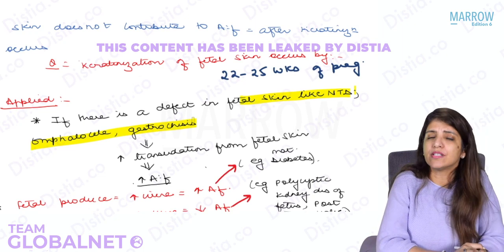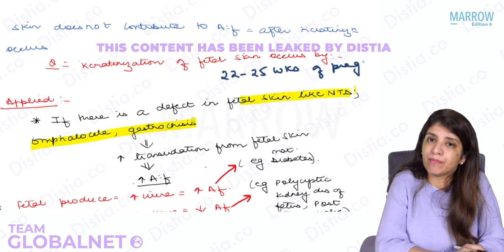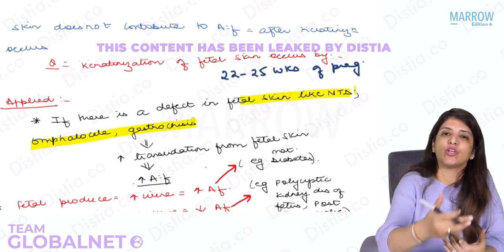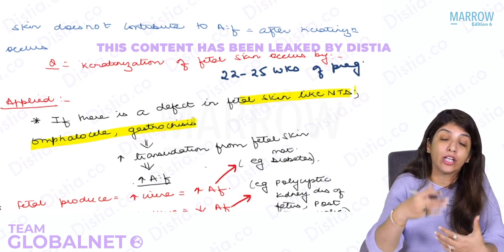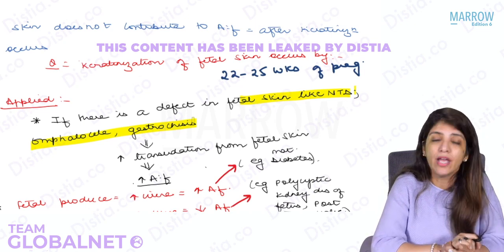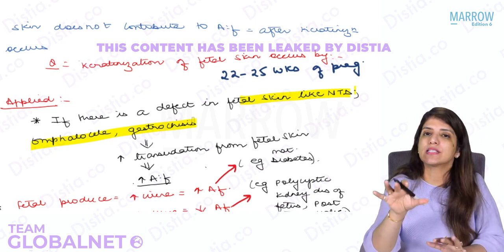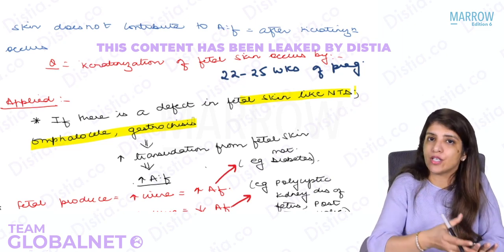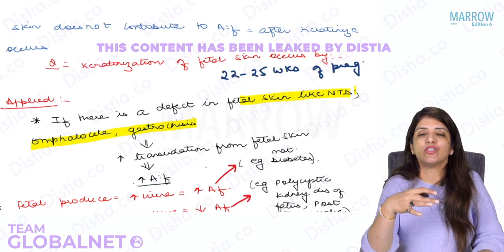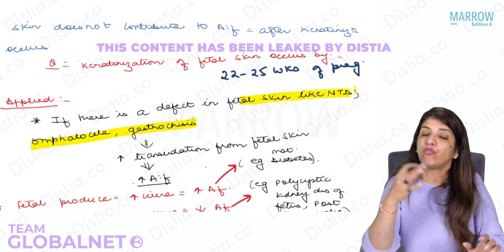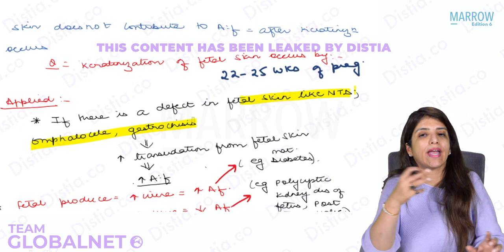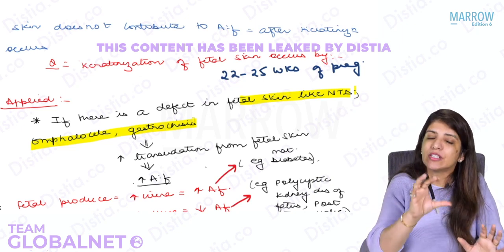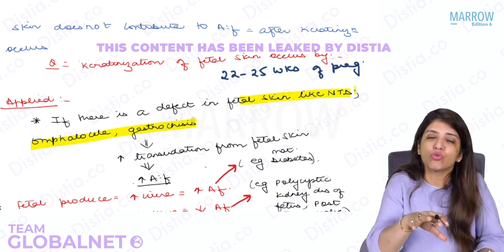So because there is a defect in the fetal skin, skin is going to continue to produce amniotic fluid. It will continue to be a contributor of amniotic fluid. Normally, after 20 weeks, skin should not contribute to amniotic fluid. Why? Because of keratinization of skin. But suppose there is a defect in the fetal skin, for example, neural tube defect or gastroschisis, omphalocele, which are abdominal wall defects, then the fetal skin will continue to contribute to amniotic fluid.